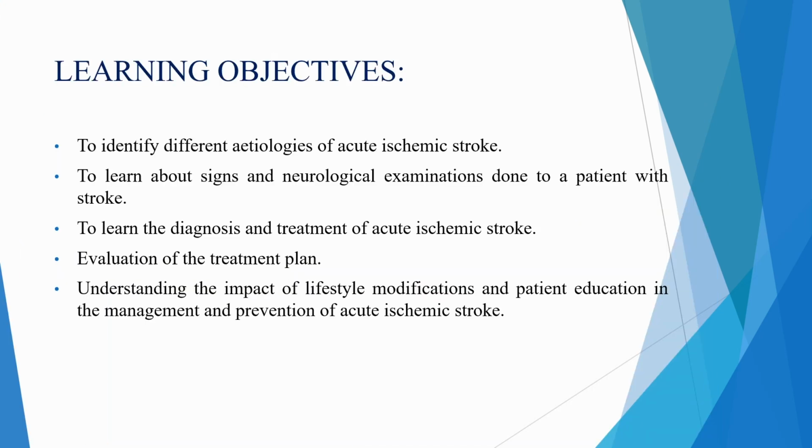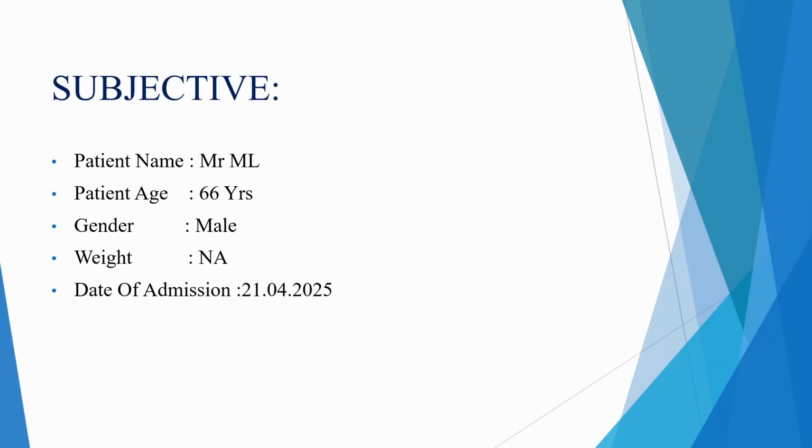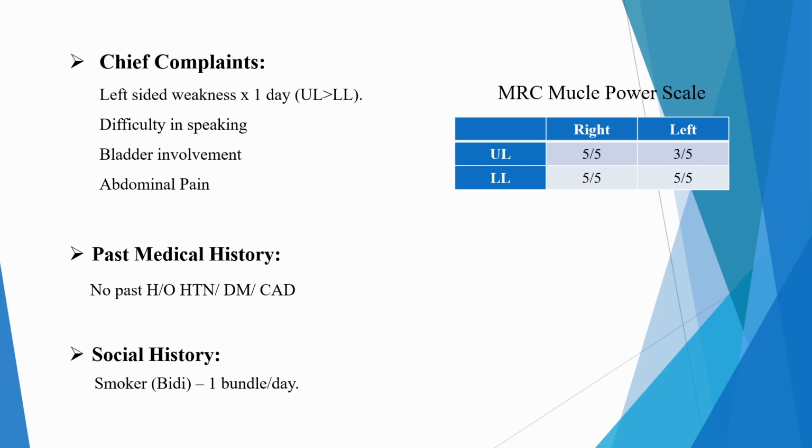In this presentation, these are the learning objectives. Now comes the real case on acute ischemic stroke. Subjective data shows a 66-year-old male was admitted on 21 April 2025 with chief complaints of left-sided weakness since 1 day, more in upper limbs, difficulty in speaking, bladder involvement, and abdominal pain.